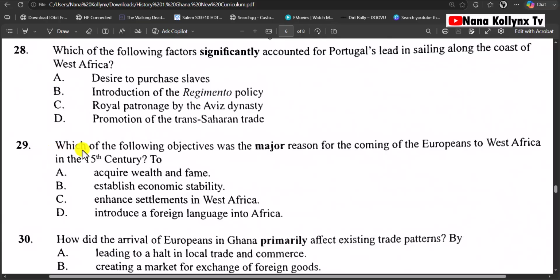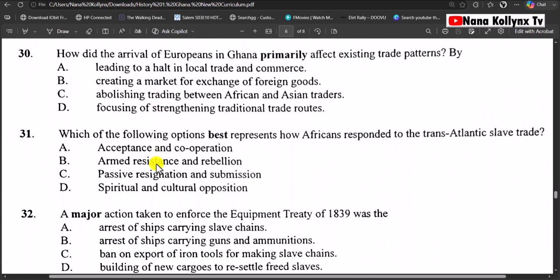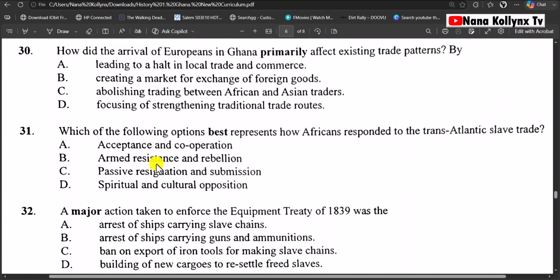29. Which of the following objectives was the major reason for the coming of the Europeans to West Africa in the 15th century? Let's go to number 30. How did the arrival of Europeans in Ghana primarily affect existing trade patterns? By.